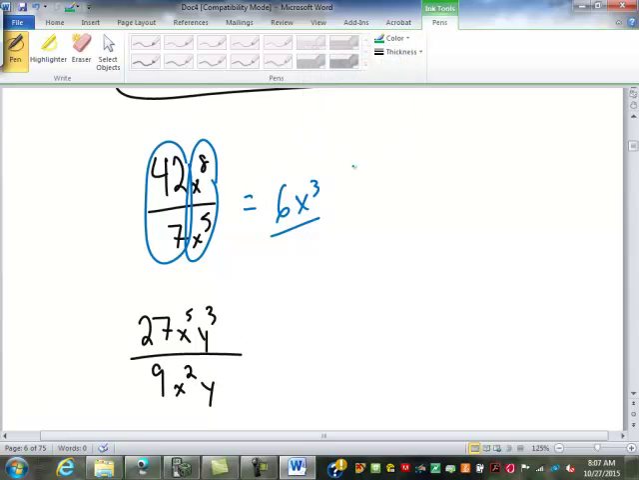So here, what are we going to get? 27 divided by 9 is 3. X to the 3rd, because 5 minus 2 is 3, and y squared. We think of this as y to the 1. 3 minus 1 is 2. Well, that's not tough at all.